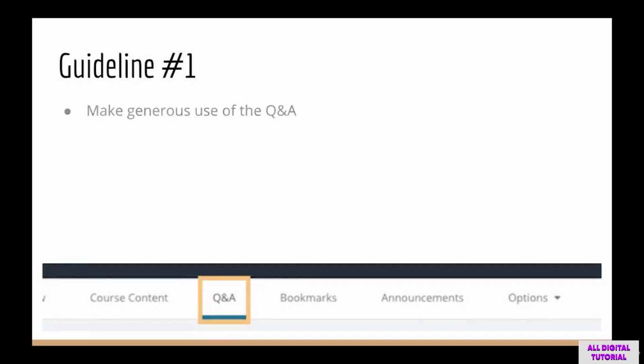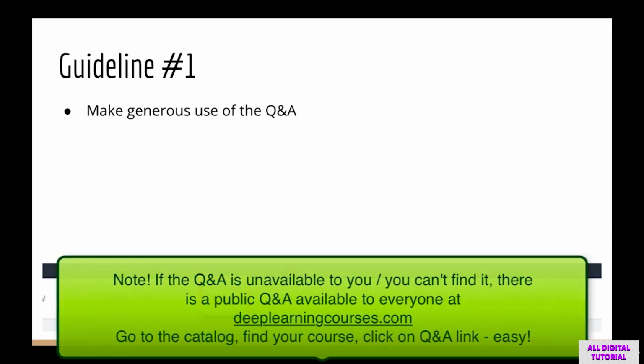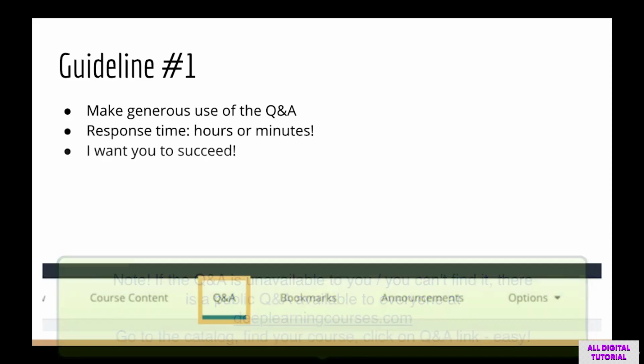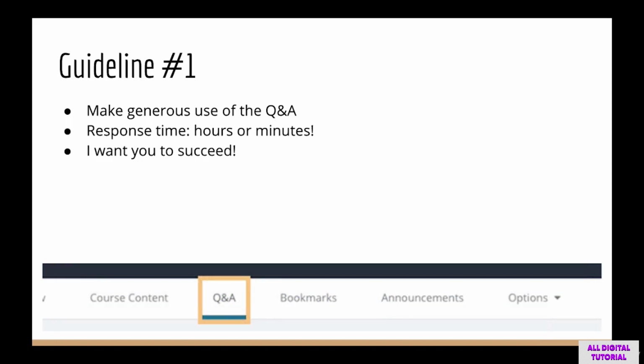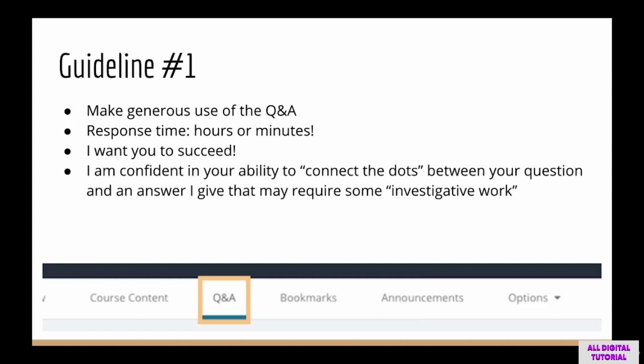Guideline number 1. Make generous use of the Q&A. Typically, you'll be answered within a few hours, maybe even a few minutes if I happen to be on the site and I get a notification. Remember that I want you to succeed. There is no excuse for being confused, because anything you're confused about can easily be clarified on the Q&A. Sometimes I might ask you to do some investigation on your own, but this is only because I am confident in your ability to connect the dots and determine how this helps you arrive at the correct answer. This type of thing leads to the strongest insights, and it's something you won't forget, which is what would happen if I just told you the answer and you didn't have to work for it.